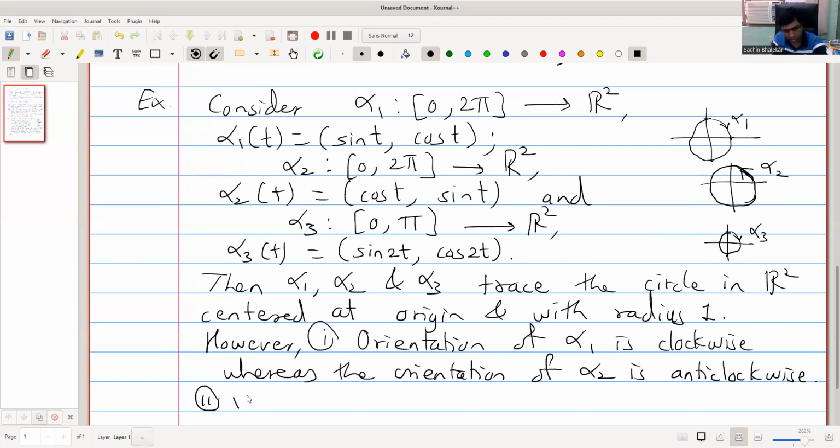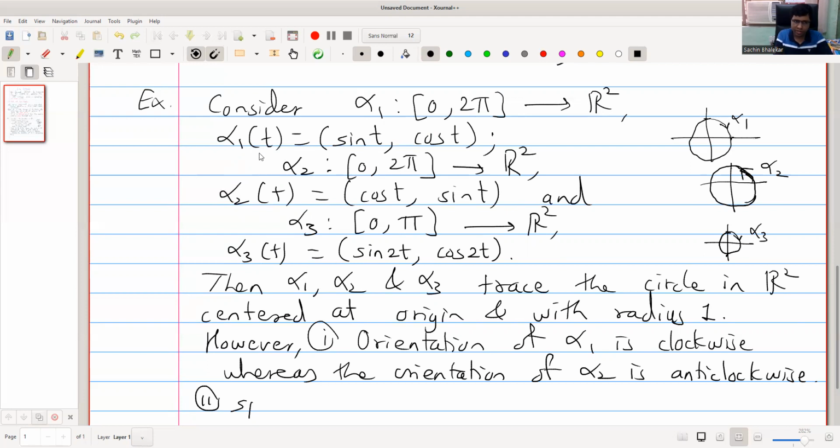Velocity is a vector, and speed is its absolute value. The velocity vector is given by alpha dash. So alpha 1 dash of t is the velocity vector of alpha 1, and its absolute value is the norm, the usual Euclidean norm in R2. So the norm of the ordered pair x comma y is square root of x square plus y square. You can check here the speed of alpha 1 and the speed of alpha 3.